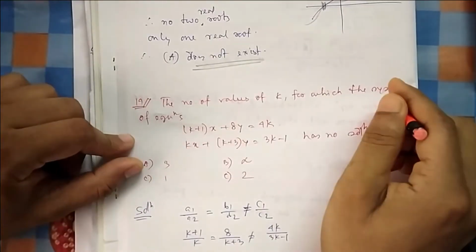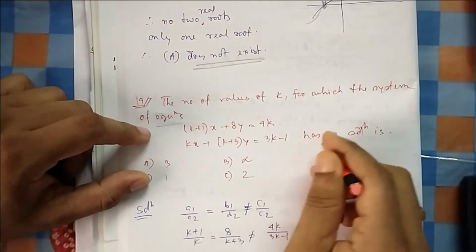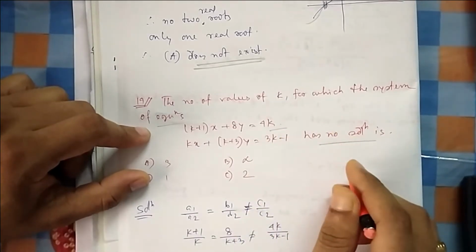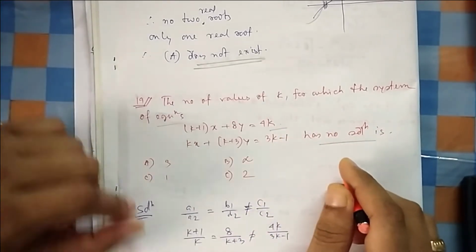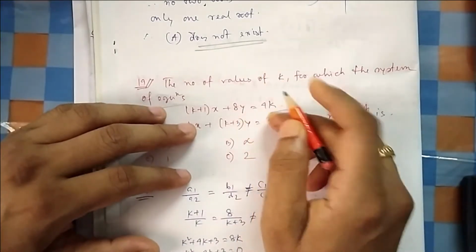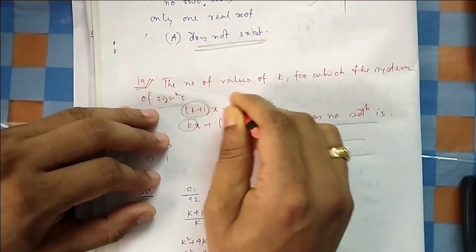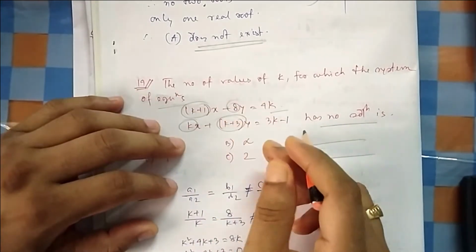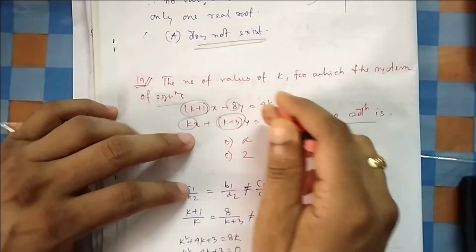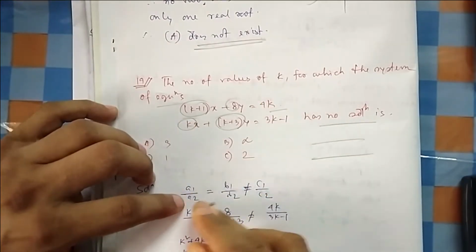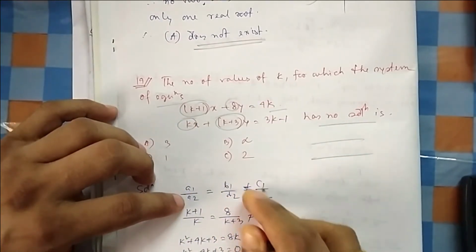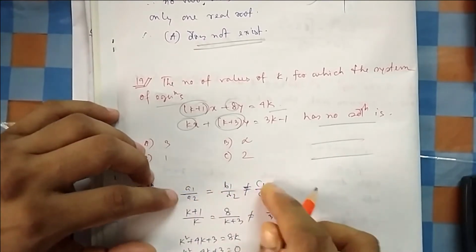Number of values k for which the system of equations has no solution. Again, for no solution, you have already done this in classes 9-10. That means these two are parallel lines, that's why no solution. Parallel lines means the coefficient of x and the coefficient of y will be the same. These are not coincident lines. If they are coincident, then all three are equal: a1 by a2 is equal to b1 by b2 is equal to c1 by c2.